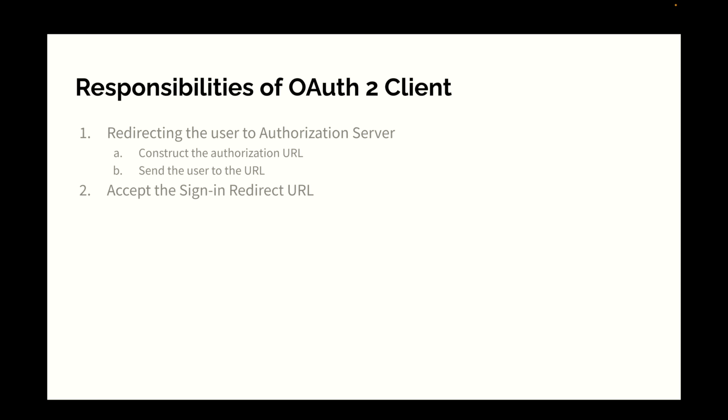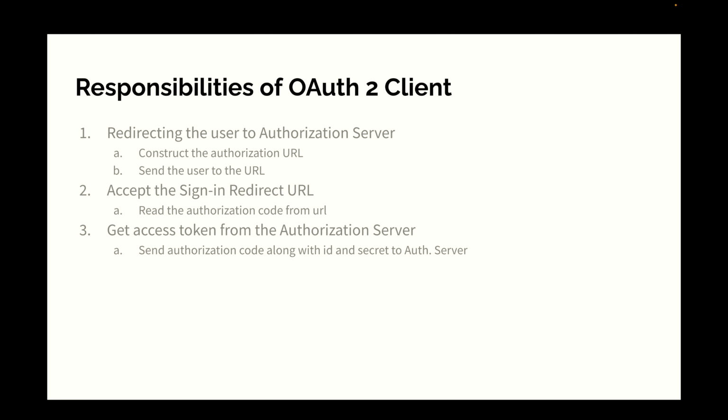The second is it needs to accept the authorization code and state parameter from the sign-in redirect URL. So it needs to read the authorization code from the URL. The third is it needs to get the access token from the authorization server. For that, it sends the authorization code along with the client ID and secret to the authorization server. And then it needs to store the access token securely so that the access token does not leak to the front end.